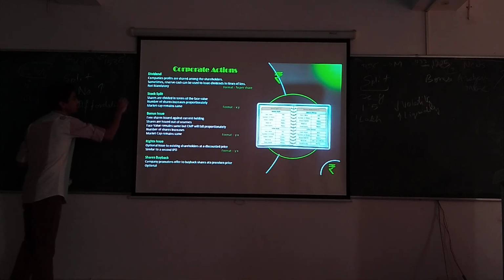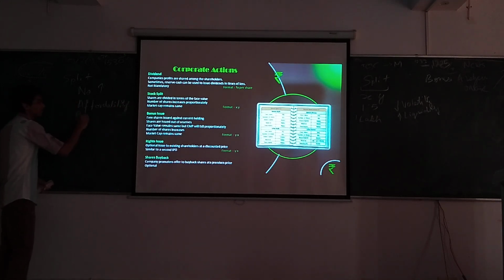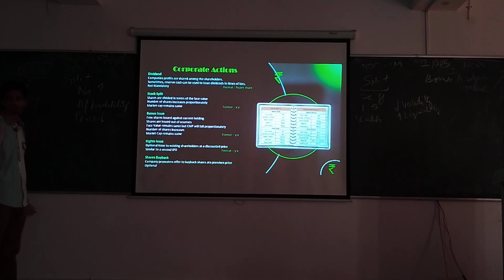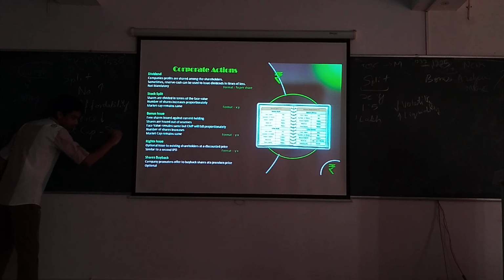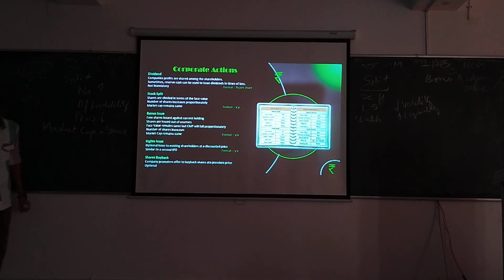Affordability is easy, which means the price comes down. When the number goes up, the price has to come down. The concept is, even in a stock split and bonus issue, the market cap remains the same. Market cap has to remain the same. Market cap cannot change.